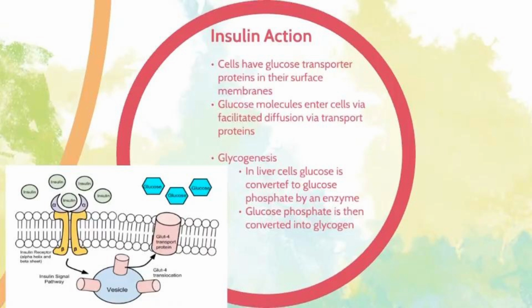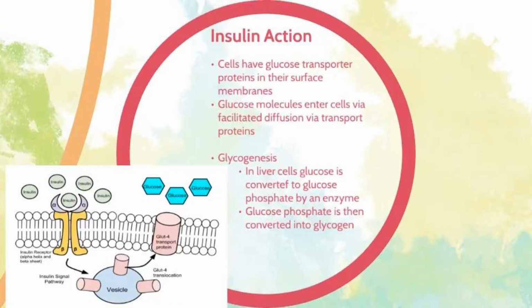All these tissues are slightly different, but the main principle of how the insulin works on them remains the same throughout. So what happens is that the insulin molecule will bind to the receptor on the cell surface, and this sends a signal within the cell to cause vesicles that contain glucose transporter proteins to move to the surface of the cell, to the cell surface membrane.